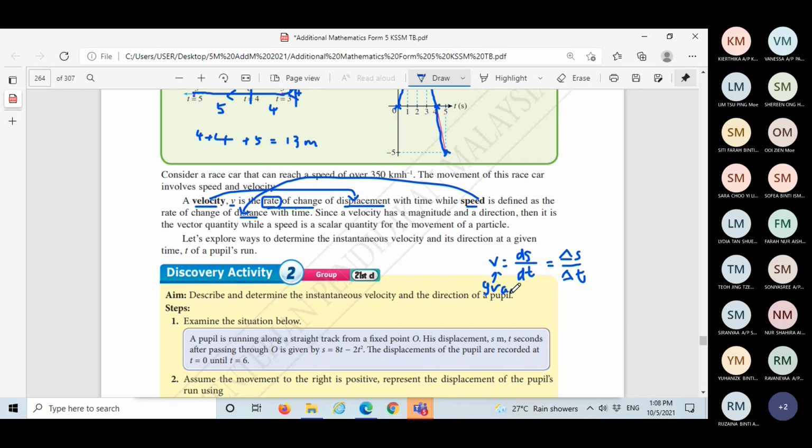Gradient of which graph? Just now that type of graph. Gradient of the displacement time graph. All this is very important. You must know. I cannot write properly, and write very slow.